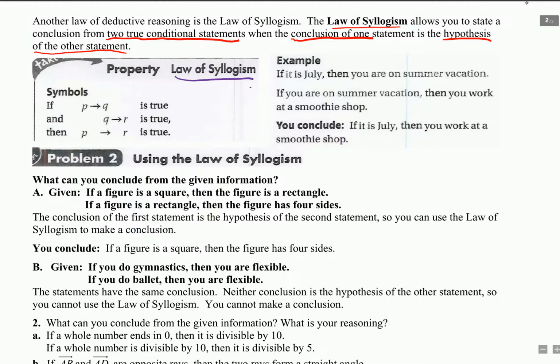Here in our symbols says if P implies Q, and that is a true conditional, and Q implies R is a true conditional. So we have two separate conditionals, but look right here. The conclusion of one matches the hypothesis of the other. Then we can simply cut out the middleman there and say, well, P implies R. So let's look at this.